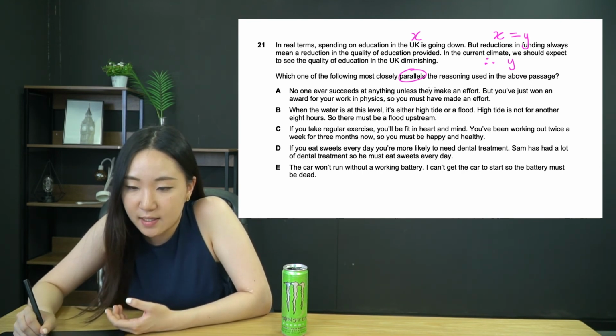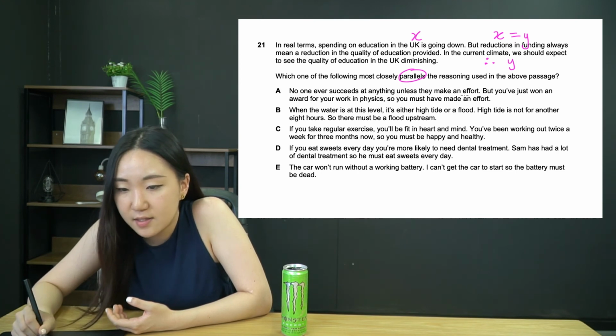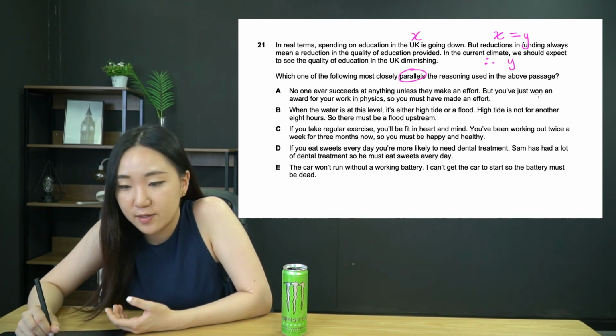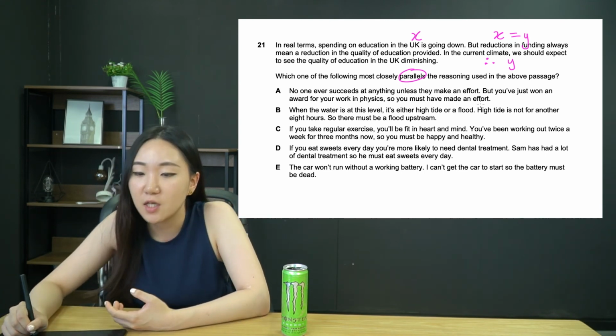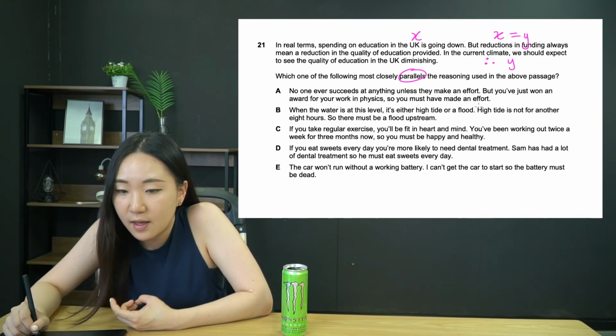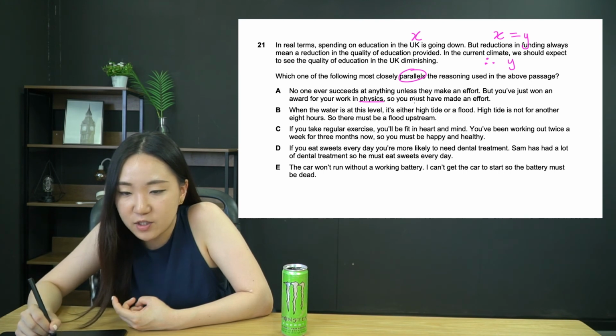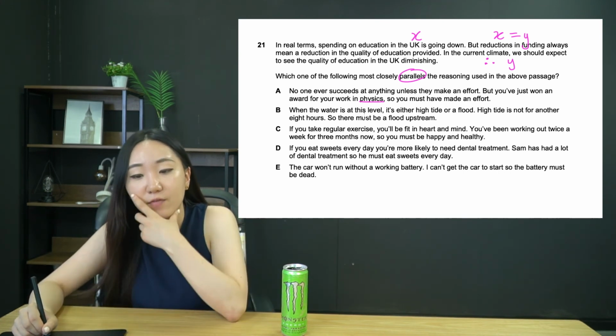So let's see which one follows the same reasoning. No one ever succeeds in anything unless they make an effort. So without effort, there'll be no success. But you've just won an award for your work in physics, so you must have made an effort. Not quite, because it's not quite linking it in the right way. Here it's saying you've actually won, whereas what we would prefer it to say is that you are failing because you haven't made an effort or something.